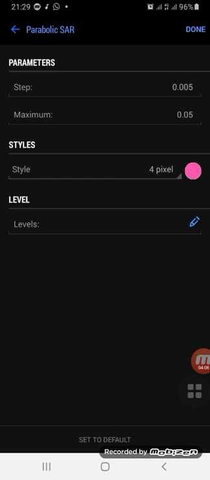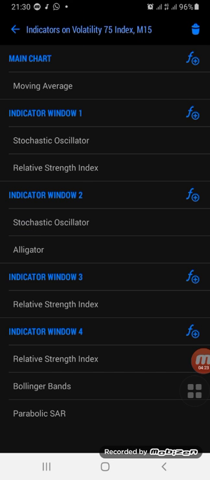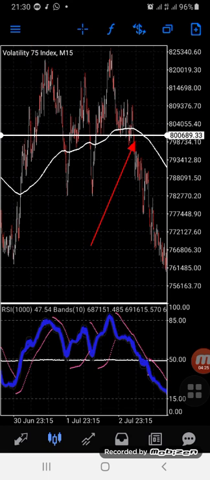You can see the step is 0.005, the maximum is 0.05. The style I choose purple. You can choose any other color you want, and no levels. You click on done and you will have something like this on your chart.